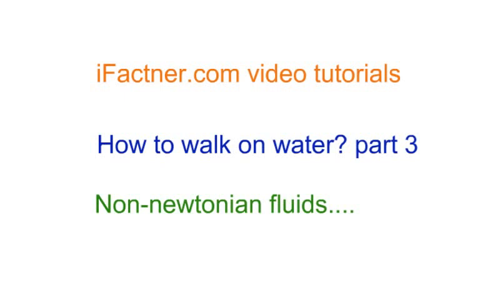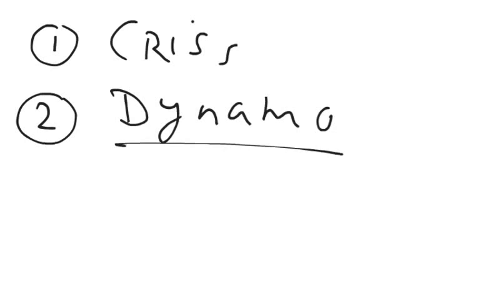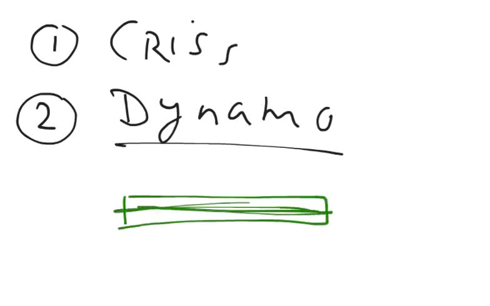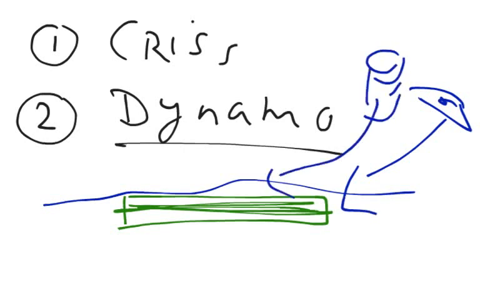Please remember that this is part 3 of a 3-part series on how to walk on water. In part 1 we discussed how Criss was able to walk on water, and in part 2 we discussed how Dynamo was able to walk on water in the River Thames. We concluded that they both used some kind of solid hidden under the surface of the water, which the naked eye could not detect and which was also hidden from the camera angles.